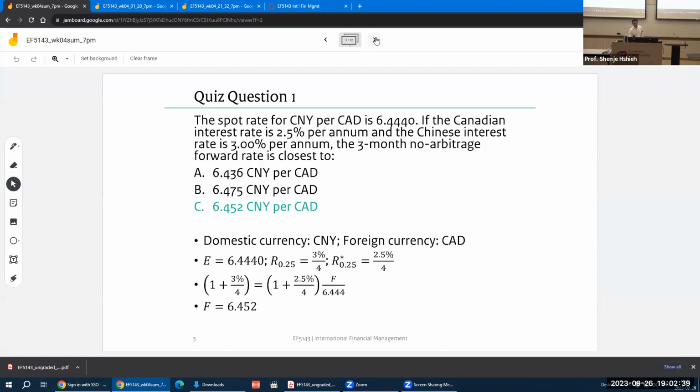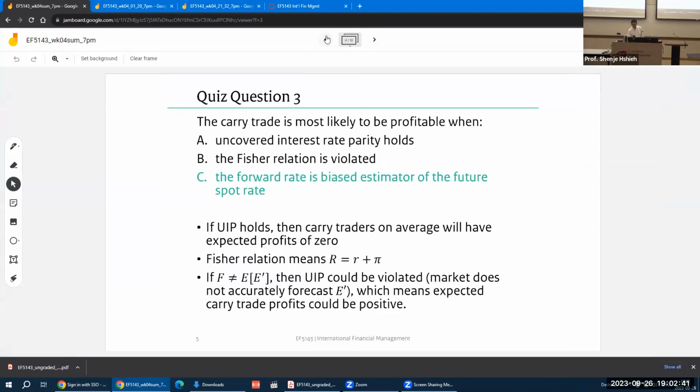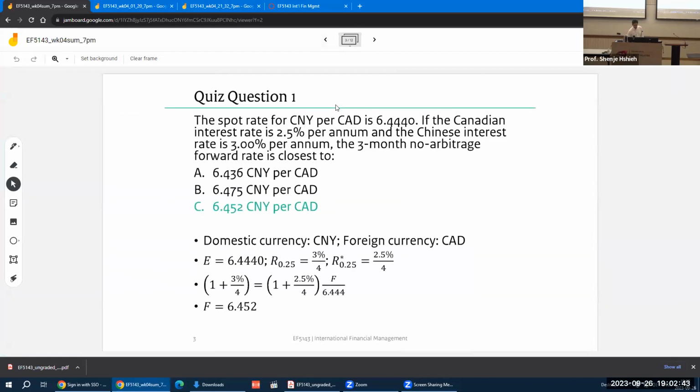I think there were 3 questions. It's just a review of your understanding of whether you knew how to use the covered interest rate parity, and basically whether or not you know to plug in some numbers.